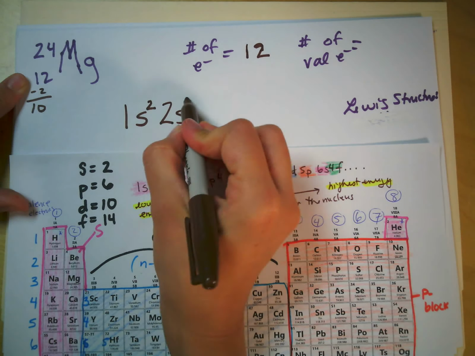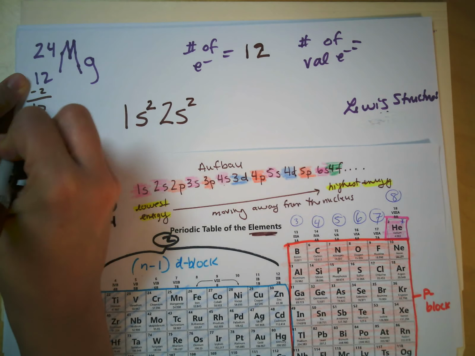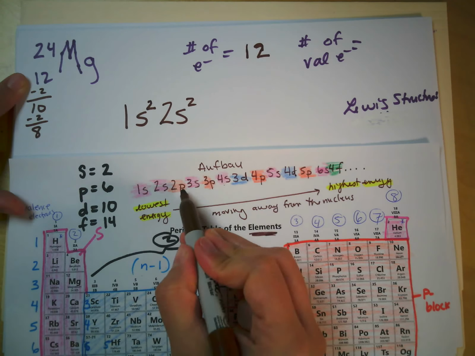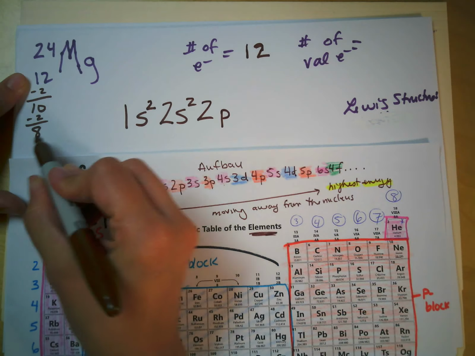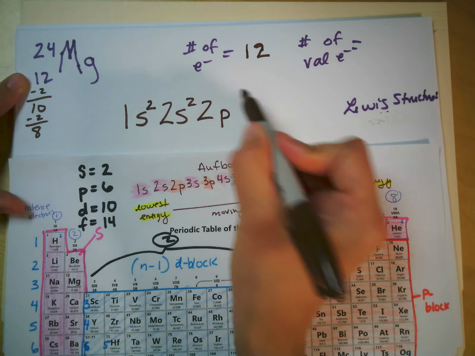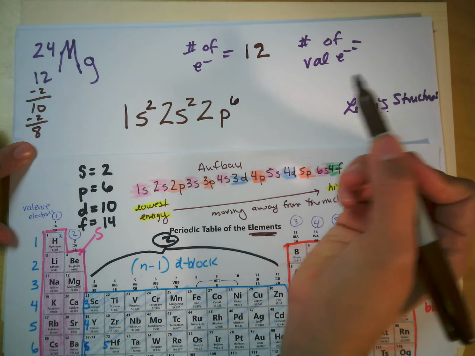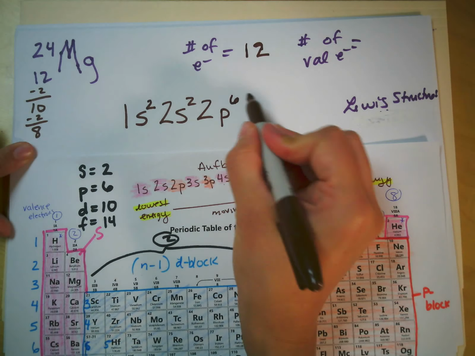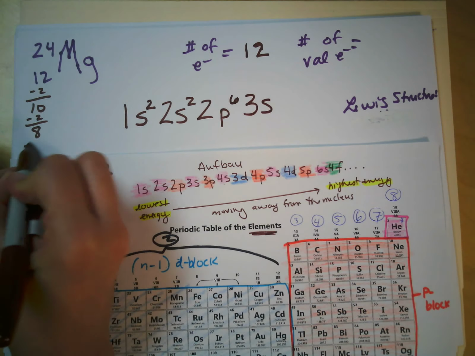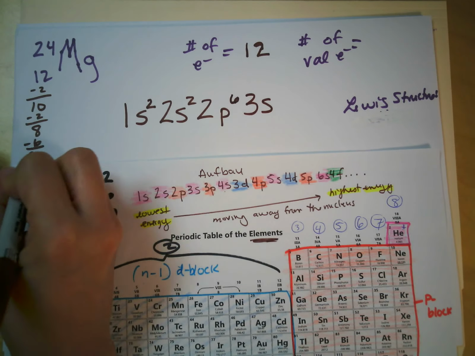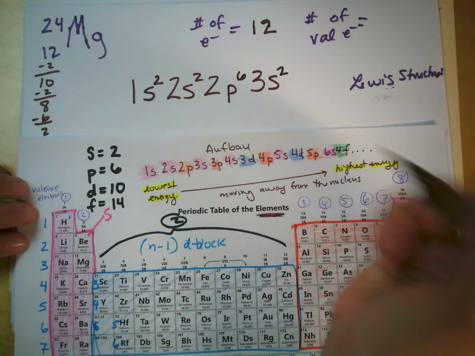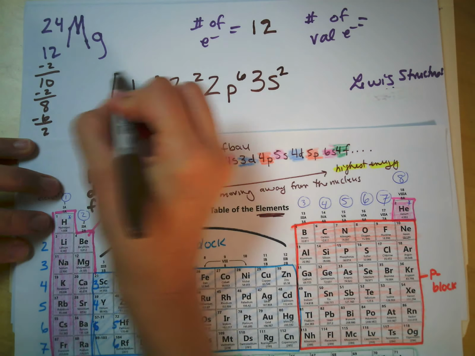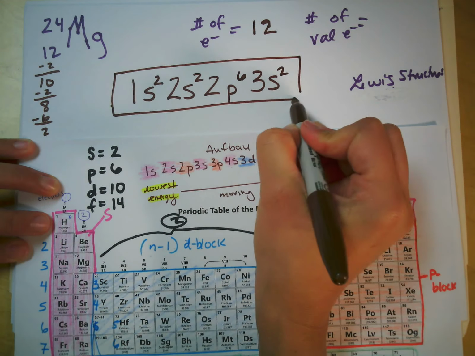2s can fit up to 2. We have 8 more to place. Then we have 2p, and we have 8 left still, and this can hold a max of 6. Next is 3s: 8 minus our 6 gives us 2. So we have 2 left, perfect, because we can fit 2 in the s. So this would be the longhand electron configuration for magnesium.